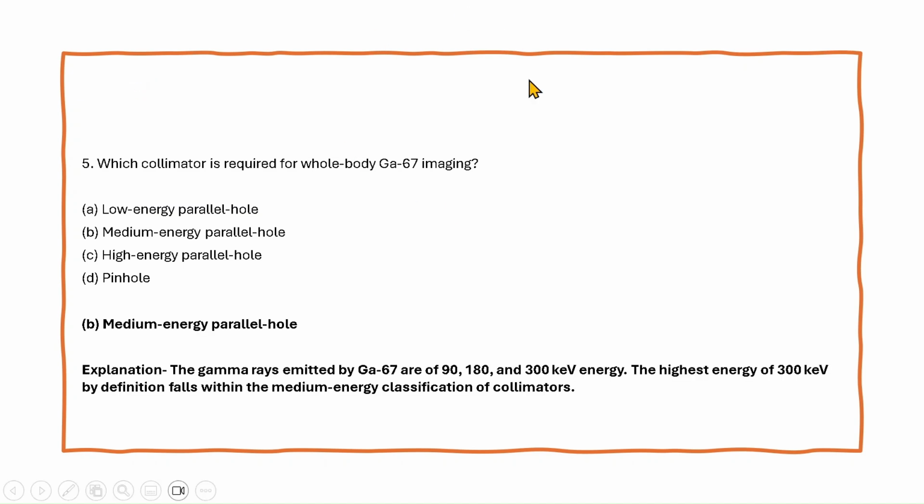So for gallium 67, as we all know, it has multiple energies in the range of 90, 180 and 300 keV. So the energies are of lower and medium range. So a medium energy parallel hole collimator will be the best for gallium 67 imaging.